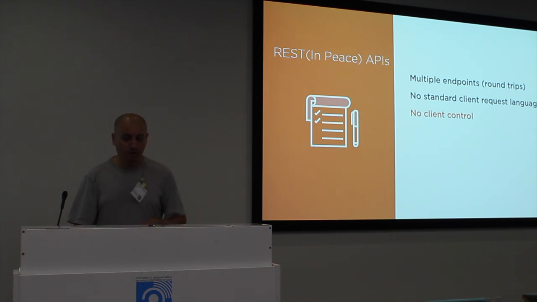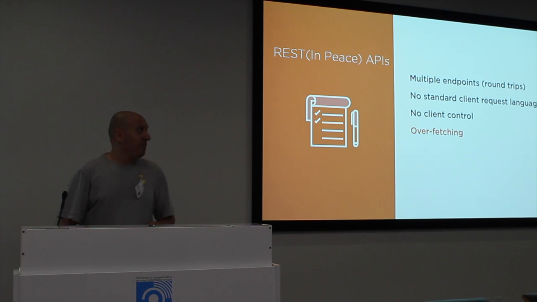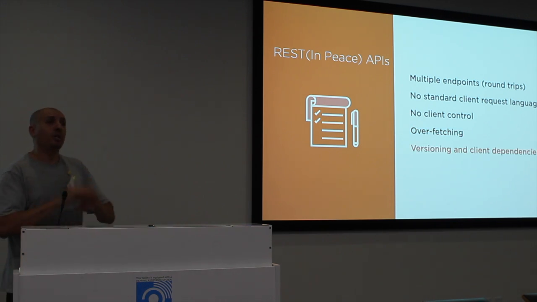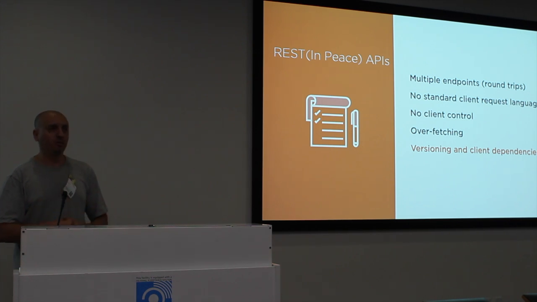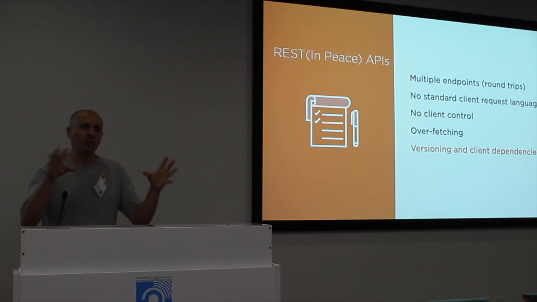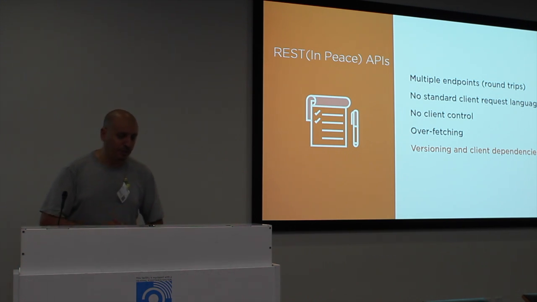So those two problems lead to other problems like, I'm going to give you all the data, whether you need it or not, right? And perhaps the biggest problem of all is when you start versioning your API, because you have to support multiple versions, and you start doing code duplication between those versions, and then it becomes a real mess.